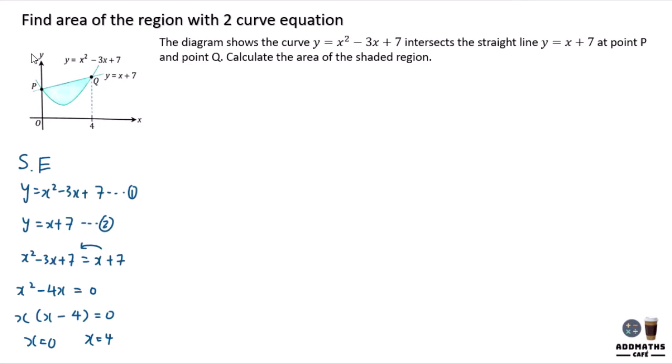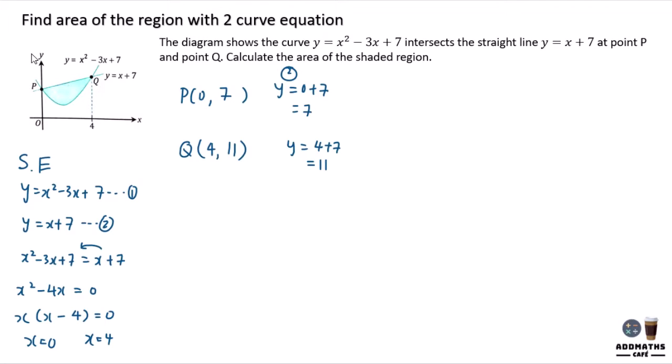So P is x equals 0, but you have no idea what y is. So you are required to find y by substituting 0 into equation 2. So you have 7. And at Q, x equals 4, and you are required to find y, which is 4 plus 7, giving you 11. So this is the coordinate of P and Q. So in this case, you are required to calculate the area of the shaded region here.